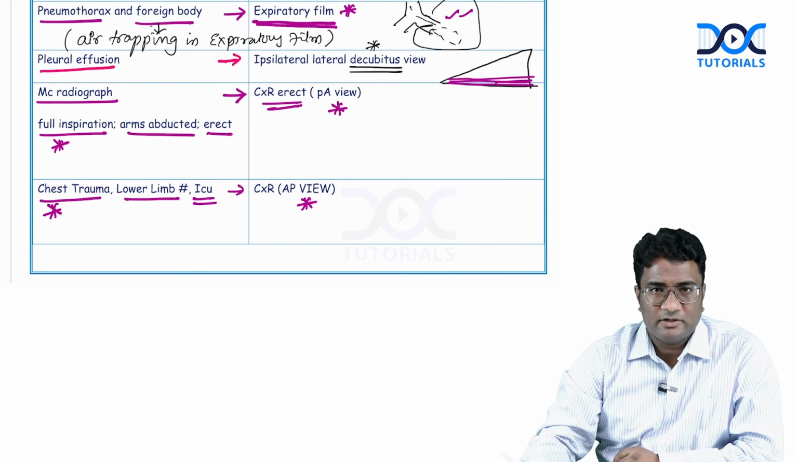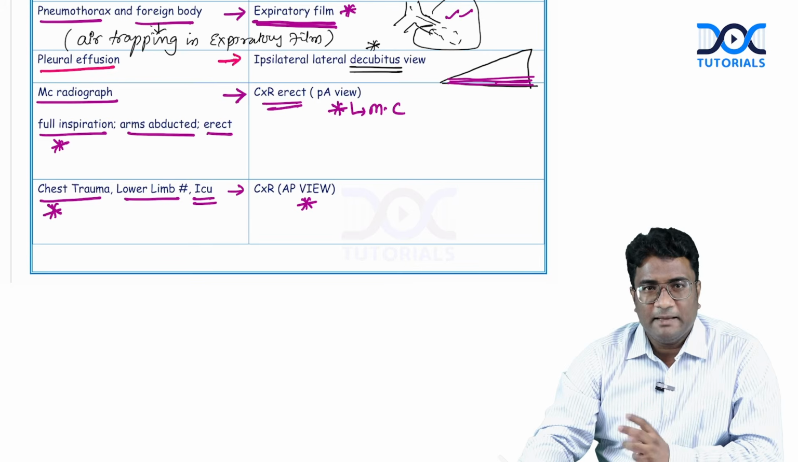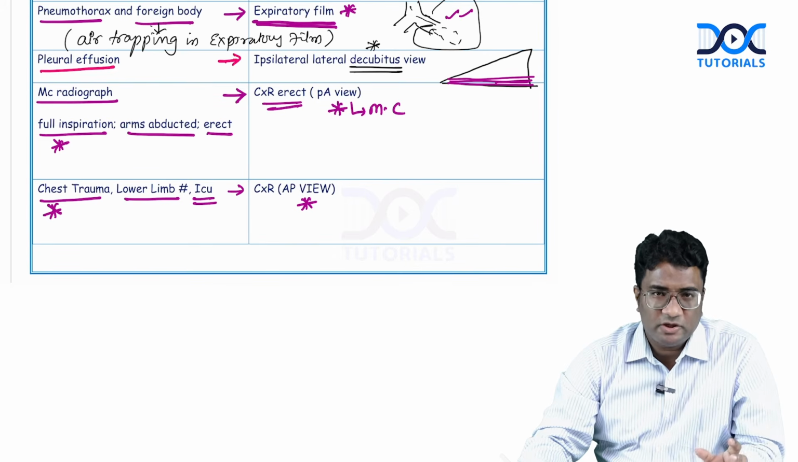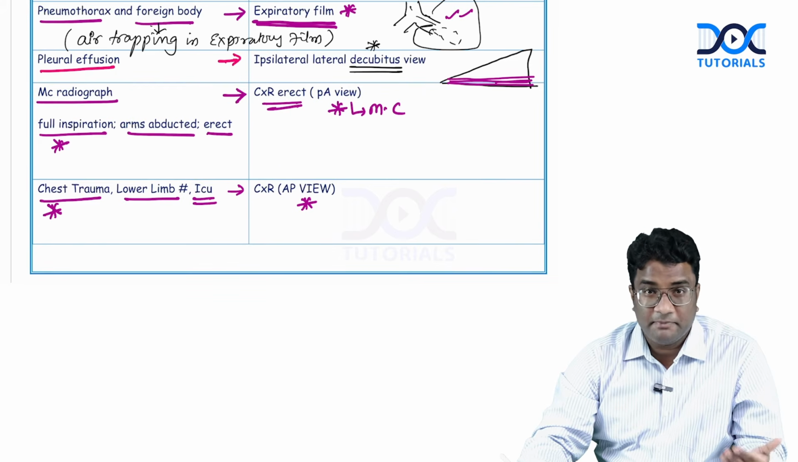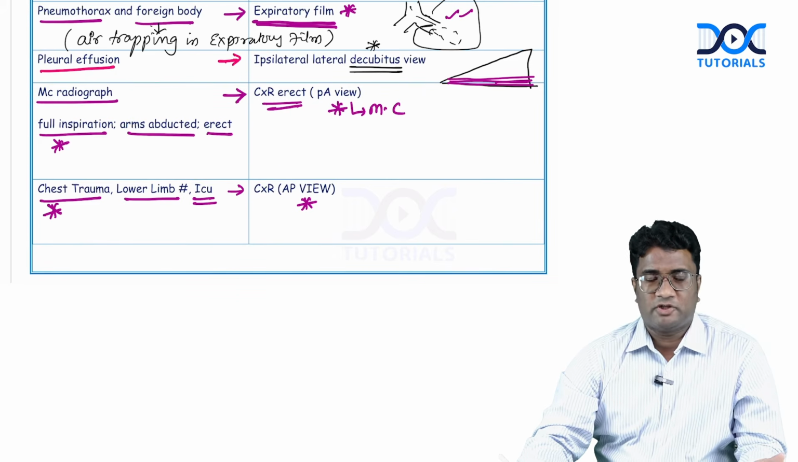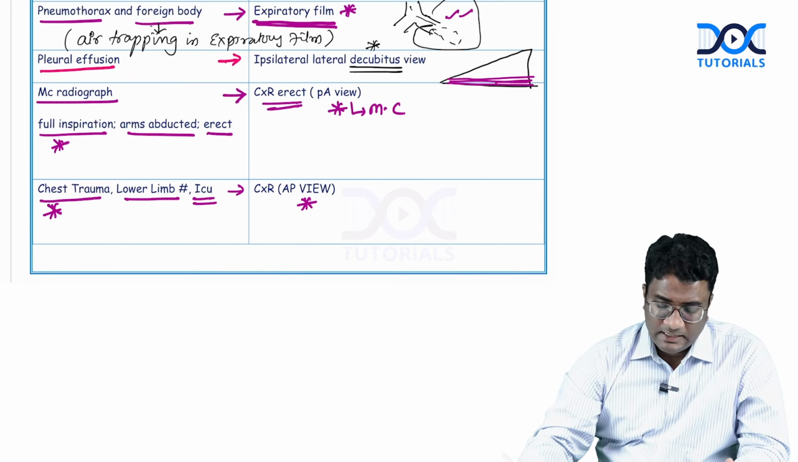The most commonly done chest X-ray is a chest X-ray PA view. And AP view is done when you have a patient with chest trauma, or a ventilated patient, ICU patient, bedridden patient, lower limb fracture patient who cannot give you a chest X-ray erect. We go for an AP view.